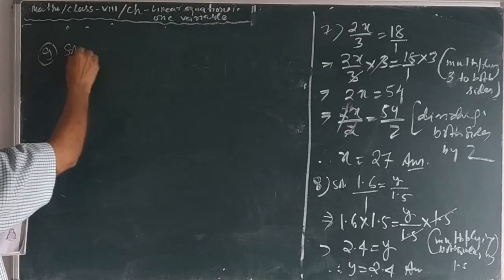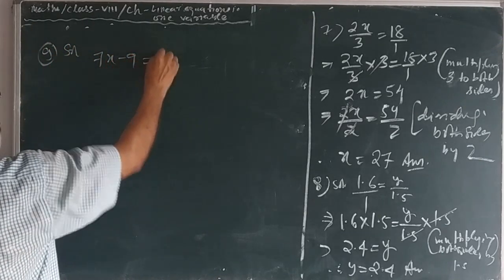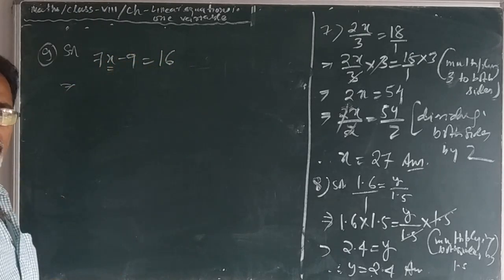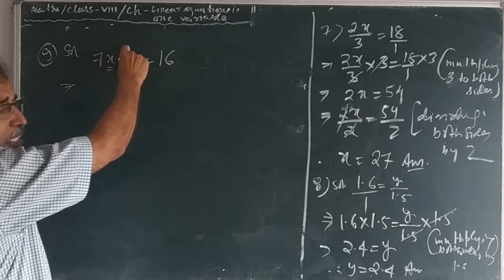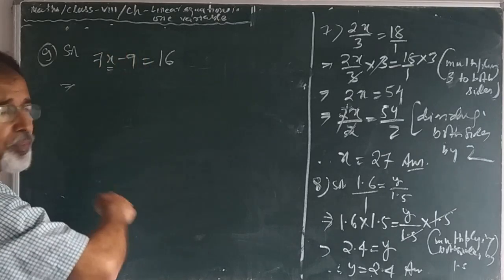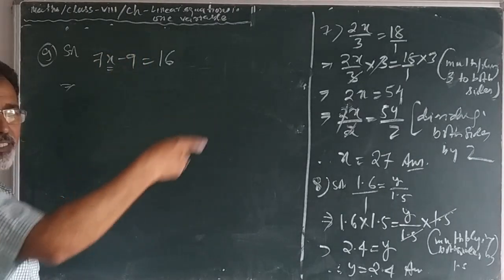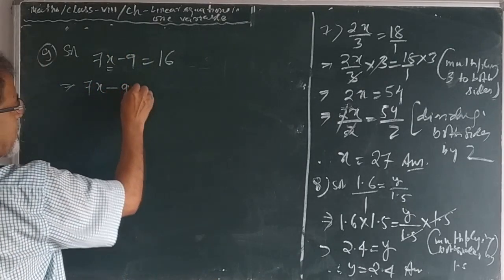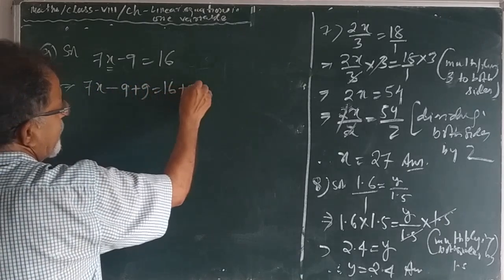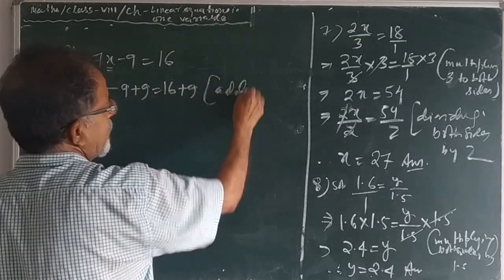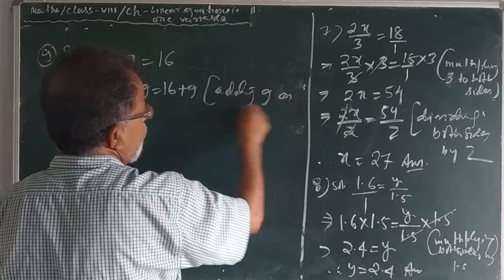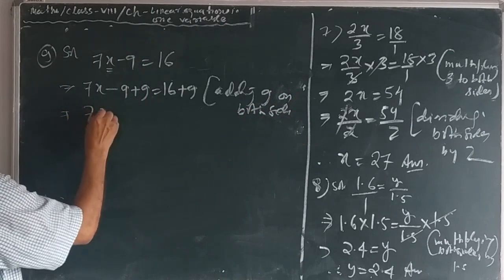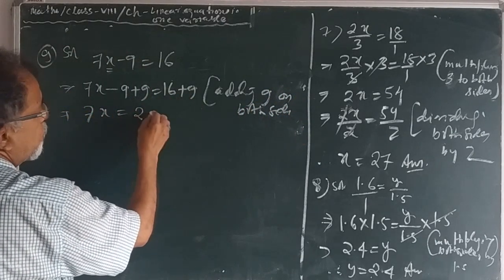Nine number solution, 7x minus 9 equal to 16. Here we are going to find the value of x. First of all we will remove this minus 9, and we will remove minus 9 by adding 9 to both sides. 7x minus 9 plus 9 equal to 16 plus 9, adding 9 on both sides. This implies 7x equal to 25.